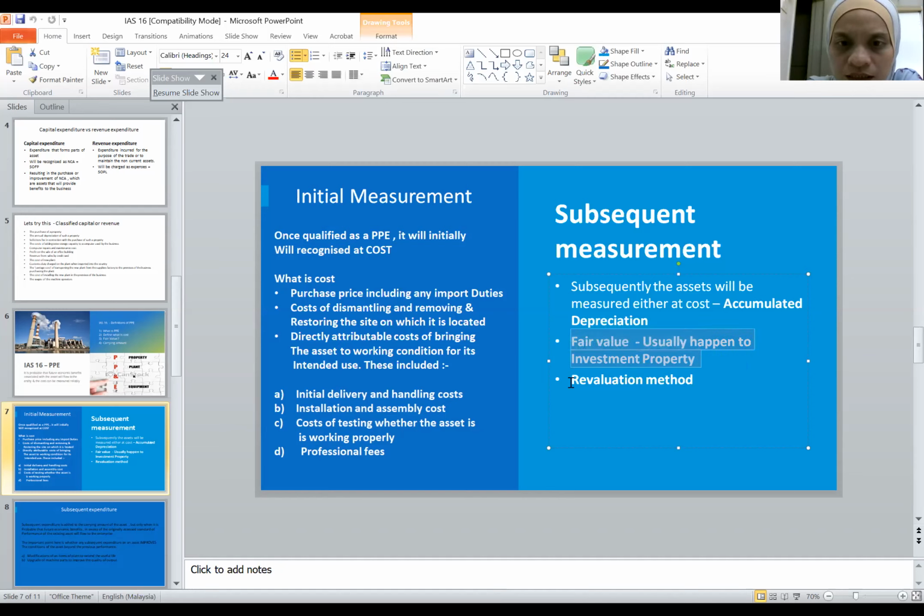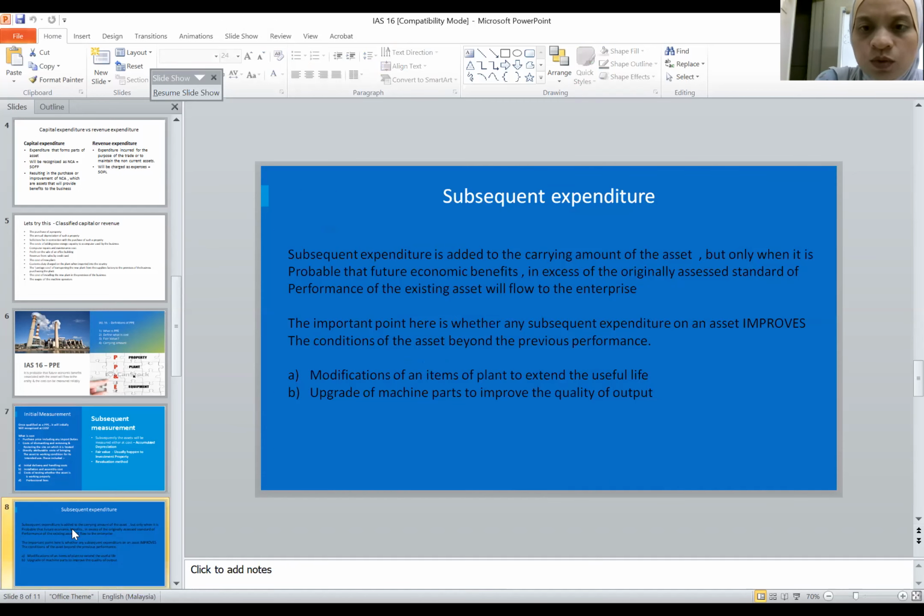And yang dekat sini kucar-kacir sikit, revaluation method. Ramai student tak tahu nak kira lagi macam mana revaluation method. So this one kita akan buat exercise kejap lagi, no worry on this. Alright, so the next one is subsequent expenditure. Subsequent expenditure ni, mula-mula cerita dia macam ni.